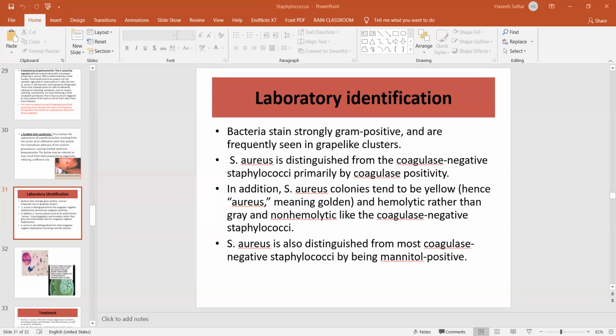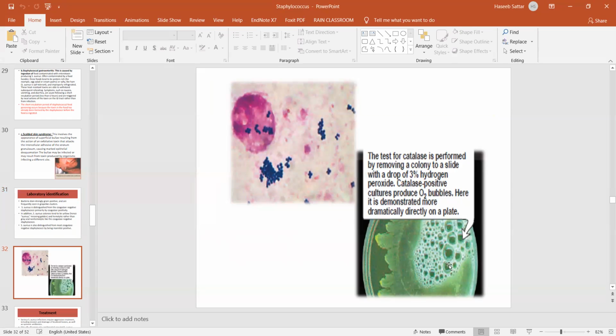So this Staphylococcus, its main identification is under the microscope, because of their colony morphology. Because of their colony morphology, we can identify this bacteria. This bacteria is catalase positive, first of all. So if you see here, this is catalase positive. And if you remember, I explained what catalase positive is.